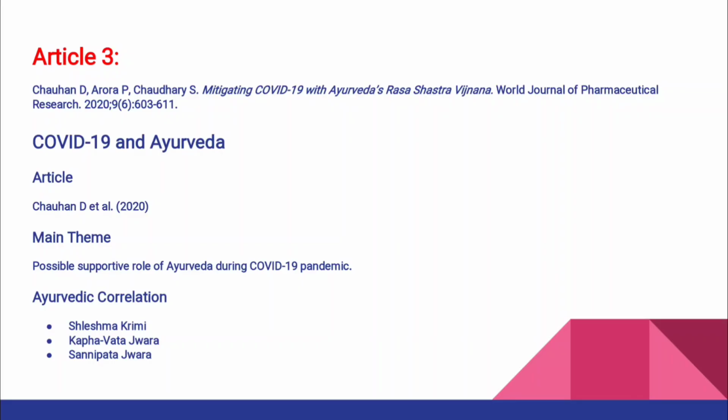The article was written during the early phase of the pandemic and tries to correlate the modern understanding of COVID-19 with Ayurvedic concepts like Shleshma Krumi, Jangam Vish and Kaphavat Jwara.